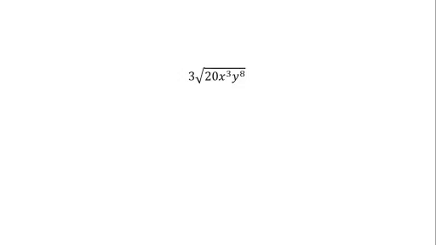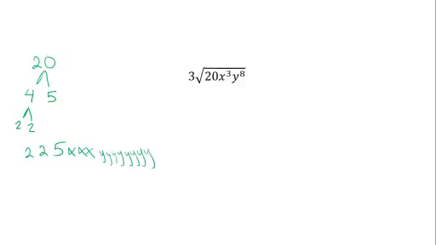Now this one, we have a number already on the outside, and we still want to do the breakdown. The number on the outside we don't worry about until we start taking numbers out. So we just focus on the inside, so we look at 20. 20 can be broken down into 4 and 5, and 4 is 2 and 2. So we have 2, 2, 5. And then we have 3 x's and 8 y's: 1, 2, 3, 4, 5, 6, 7, 8. All of that is underneath the radical.